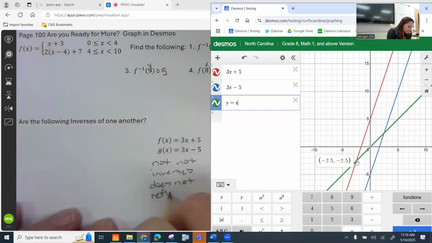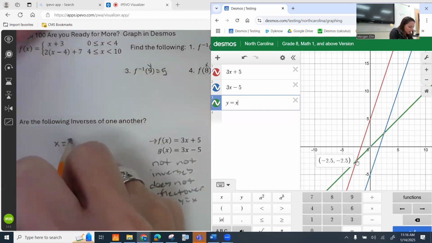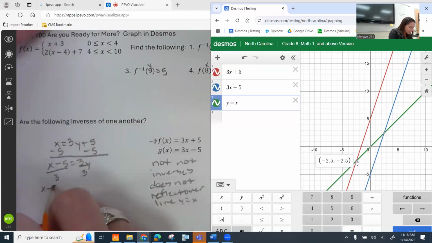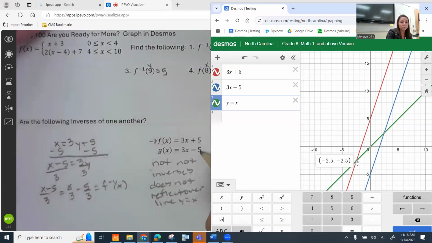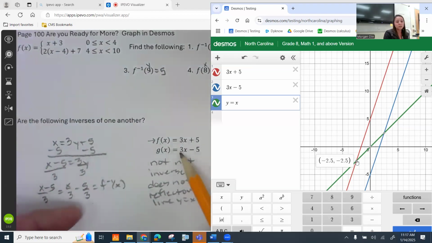reflect over the line y equals x. All right, now another way is to actually just find the inverse. So here, if I just take this first one right here, switch my x and y's, all right, and solve for y. So I'm going to subtract 5, x minus 5 equals 3y, and then divide by 3. All right, now your answer can look like this, or if when I divide each of them by 3, it may look like this. Now, does that match the second equation? No. So if you go solve and you actually find the inverses should match up.